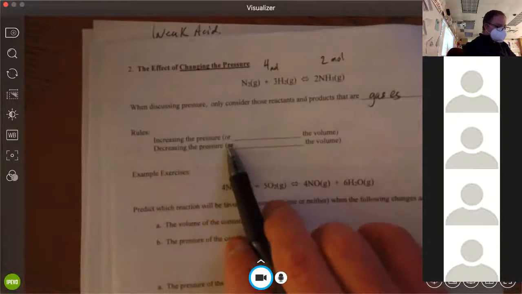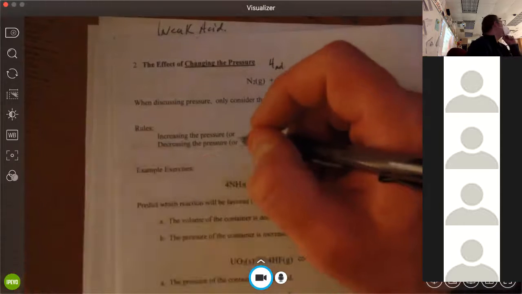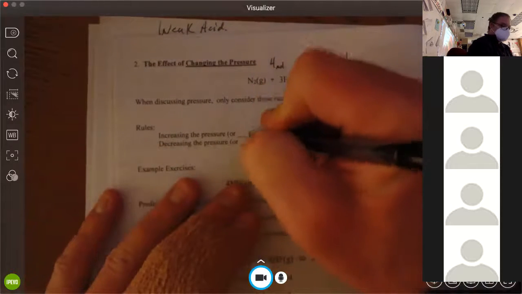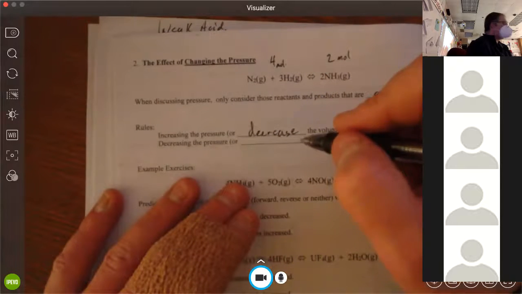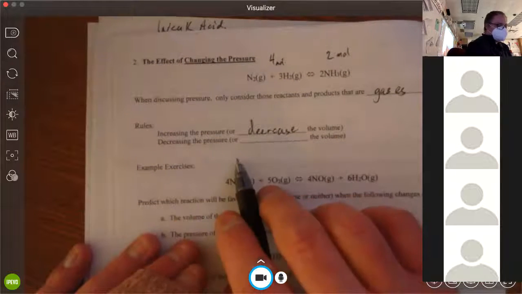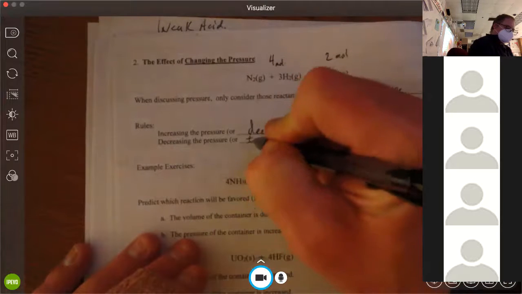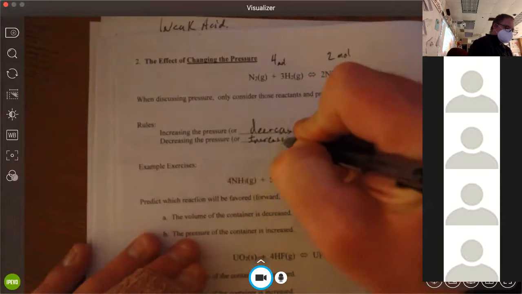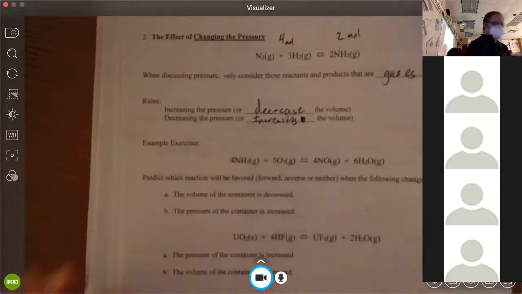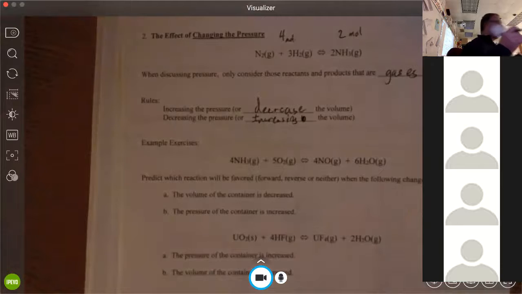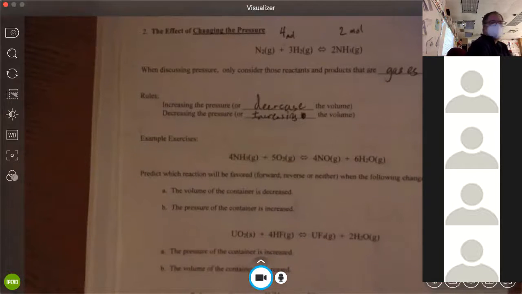Rules. Increasing the pressure, or what increases pressure? Decreasing volume. Decreasing pressure, increasing volume. Something gets bigger, we've got more space, the particles are not colliding as much, therefore the pressure is lower. Something gets smaller, particles are closer together, they're colliding with each other, they're colliding with the wall more often, increasing pressure.